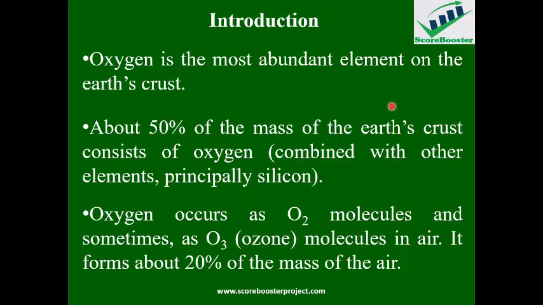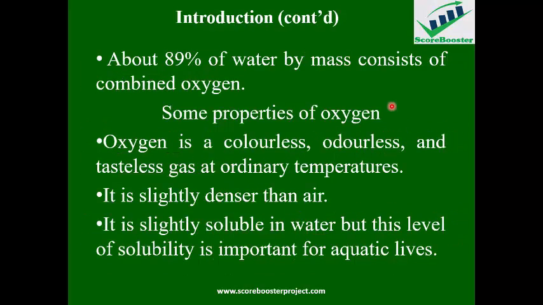Oxygen occurs as an oxygen molecule, and sometimes there is formation of what is called ozone. We are going to talk about ozone in this lecture, but later. In the Earth atmosphere, it forms about 20% of the air. I said it is 21%, so sometimes they approximate it to 20%, sometimes 21%. What we are trying to say is that about 20% of the air is made up of oxygen.